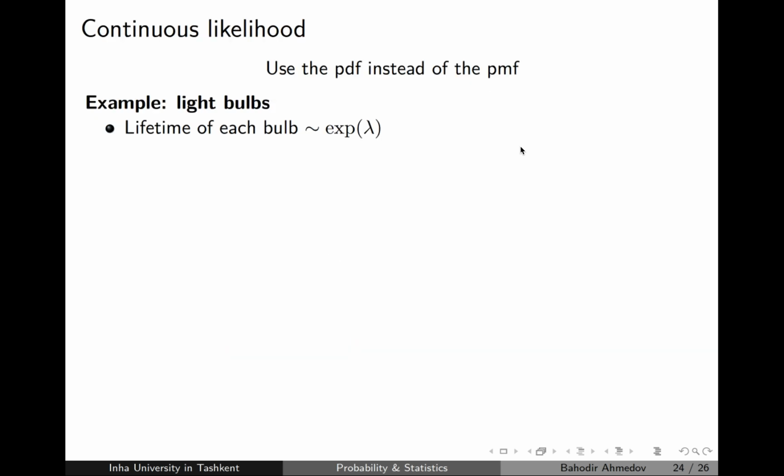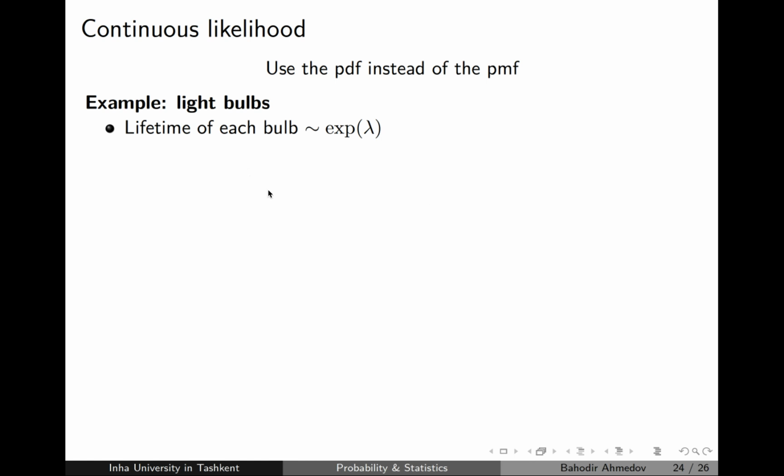When we define the likelihood function for the continuous case, we just define it using the probability density function instead of the probability mass function. Let's illustrate this with an example.